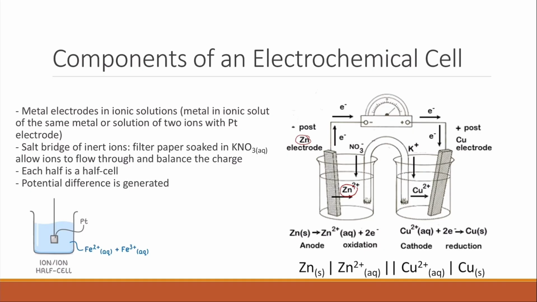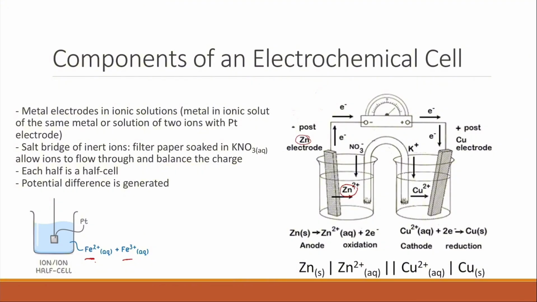Sometimes as well, we could have a solution that is a mixture of two different ions of the same metal, like a mixture of iron 2 plus and iron 3 plus, where the redox takes place and these two change in the reaction in the half cell. In this case, the electrode we use is going to be platinum. We don't use iron here, otherwise we are talking about a different redox reaction. So we would use platinum in addition to the mixture of the iron 2 plus and iron 3 plus.